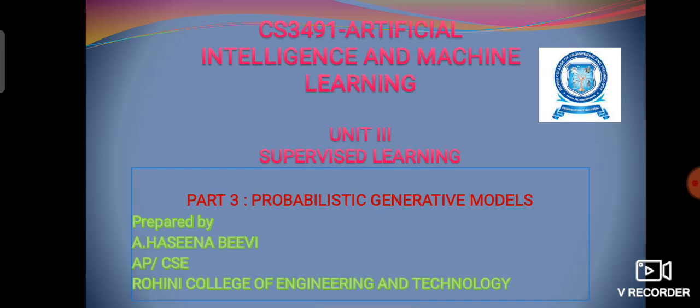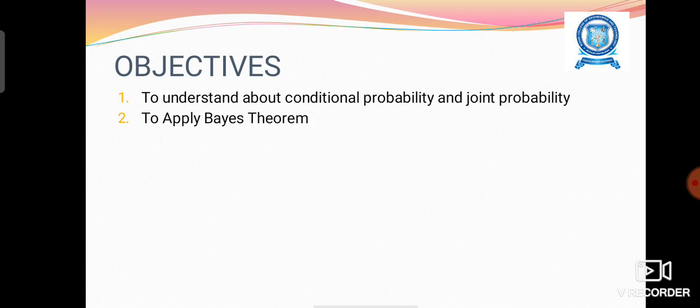In this video lecture, we are going to see one topic, probabilistic generative models, from the third unit of artificial intelligence and machine learning. Objectives are to understand conditional probability and joint probability and to apply Bayes theorem.